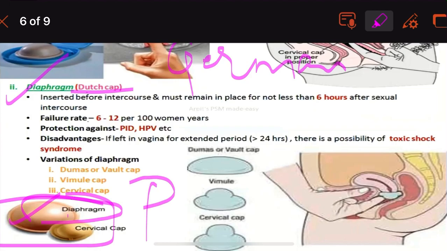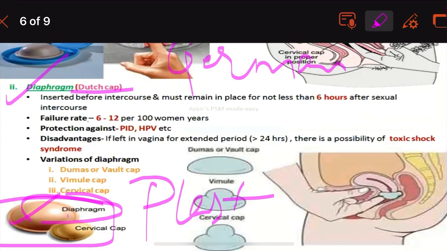This diaphragm has to be inserted before the sexual intercourse, and it has to remain in place for not less than 6 hours after the sexual intercourse. You should not leave the diaphragm beyond 6 hours after sexual intercourse. If it is left there for an extended period, we have something called toxic shock syndrome developing, because it acts as a foreign body, and the toxic shock syndrome or a peripheral shock syndrome requiring resuscitation will be developed in the individual.